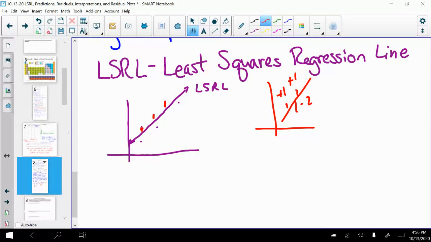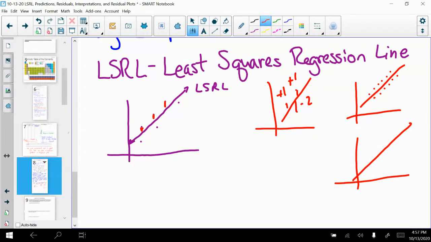Let's say we have another one, and here's our regression line. I wanted to do more points: 1, 2, 3, 4, 5, 6. If I do it like this, and I do a bunch of points very close, this ends up being 0. I have the equal differences above and below.